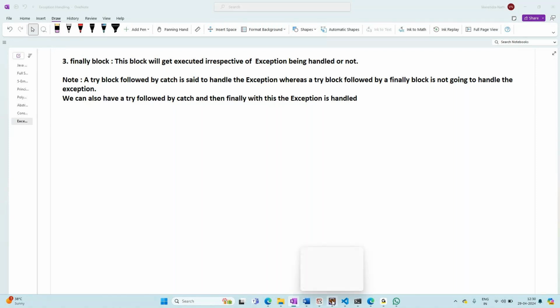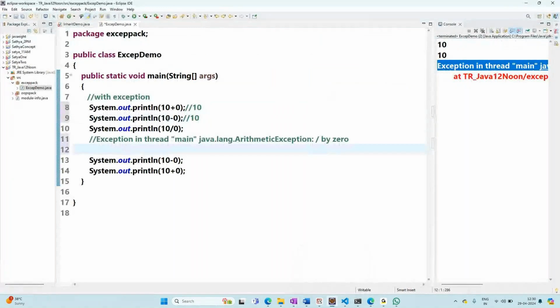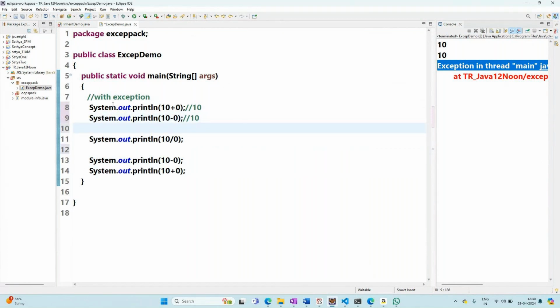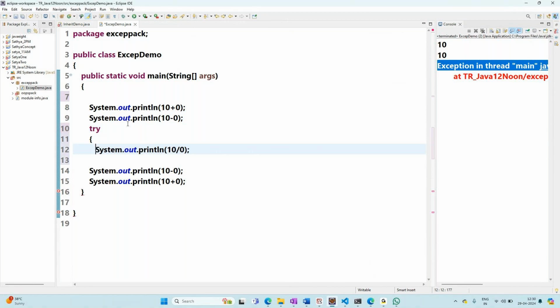Now let's try the same. We will put the doubtful code. Plus, minus, divide are there, but what is the doubtful code? Here the doubtful code is going to be the division one. So I'll say try, and I will close the try here, followed by the catch.